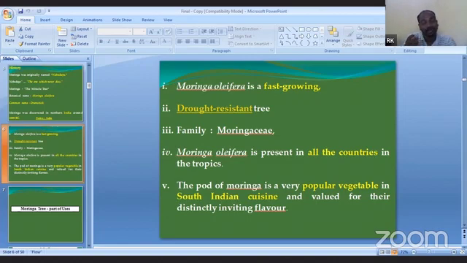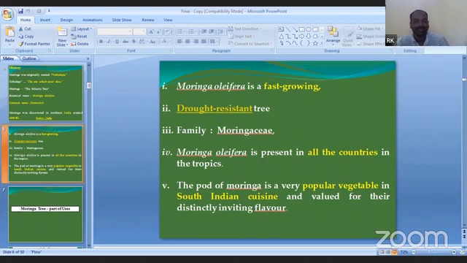Because that is the flavor, taste, and smell. Moringa has a lot of vitamins and medicinal values. For medical purposes, it has many vitamins, minerals, and other substances. So it is a popular vegetable in South India, especially in Tamil Nadu. At all marriage functions, without this vegetable, they cannot make the dal. And there is value in the flowers.